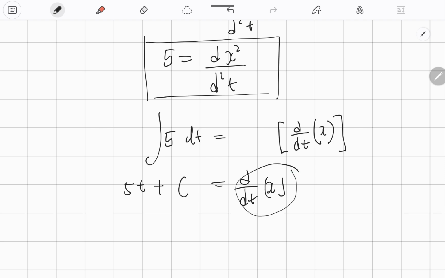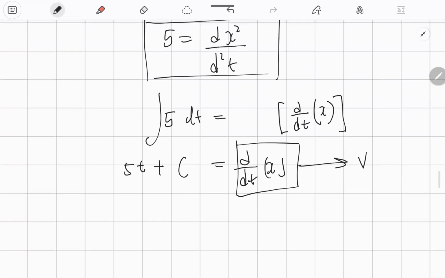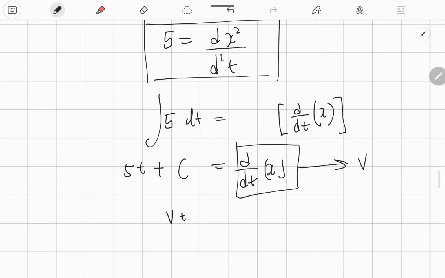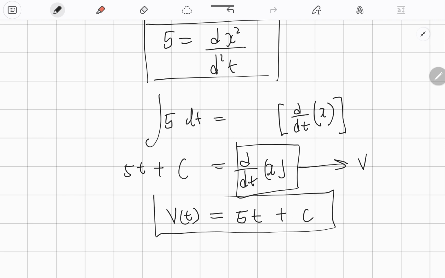And we know that if you differentiate a position vector, you get velocity. So from here, this is just velocity. So already now we know that v of t is going to be 5t plus c. So we could get marks here, but now we don't know what c is.